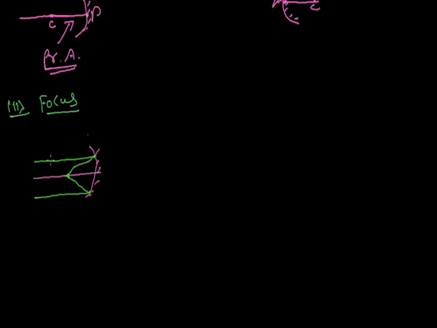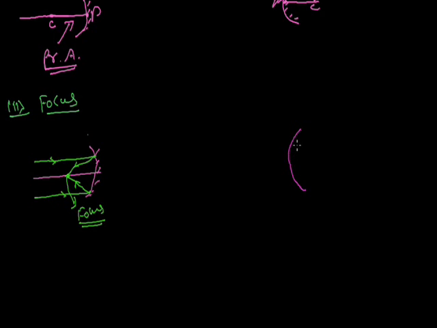The point on the principal axis at which the rays converge after reflection when they come parallel to the principal axis. That is, when light rays come parallel to the principal axis that we have defined here, and after reflection they cut the principal axis at some point, that point is called the focus. But in this case, this is the real focus. Why is it a real focus? Because here the rays are actually meeting. Whenever the rays of light actually meet, that type of formation is known as real.